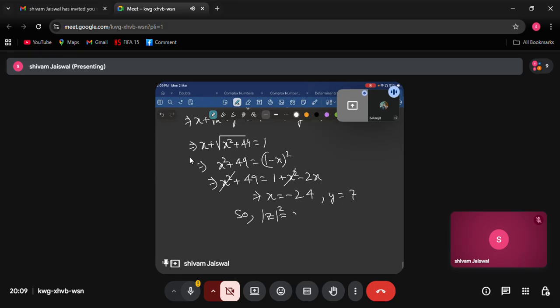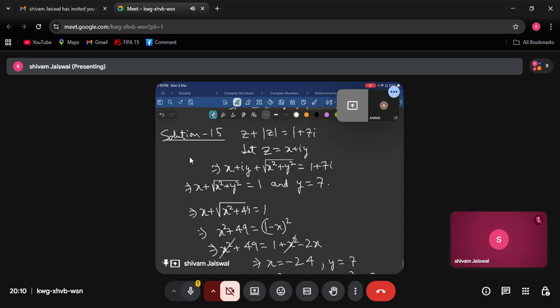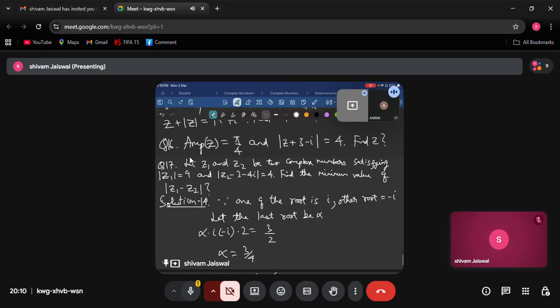So mod z square is equal to x square plus y square. That is 24 square plus 7 square. That is 625. Is it clear, Onrini and Devang? Yes, sir. Okay. Try out number 16 quickly.